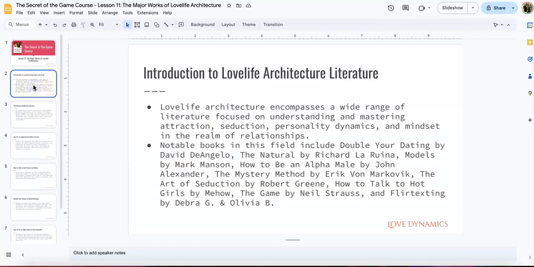So love life architecture encompasses a wide range of literature focused on attraction, seduction, personality, mindset. Notables in this field include Double Your Dating by David D'Angelo, a pioneer on the personality side, The Natural by Richard Lorena, Models by Mark Manson, How to Be an Alpha Male by John Alexander, The Mystery Method by Mystery, of course, The Art of Seduction by Robert Greene, How to Talk to Hot Girls by Michał, The Game by Neil Strauss, Flirt Texting by Deborah and Olivia. All of these play into a body of knowledge associated with love life architecture.